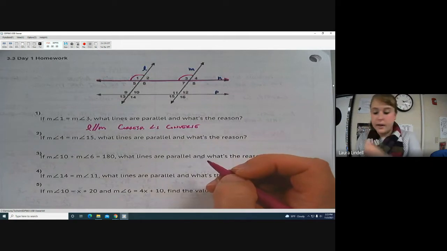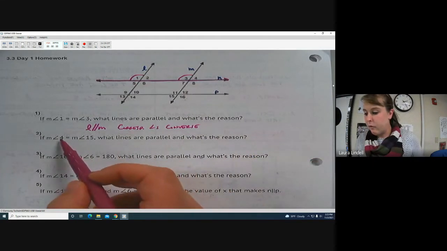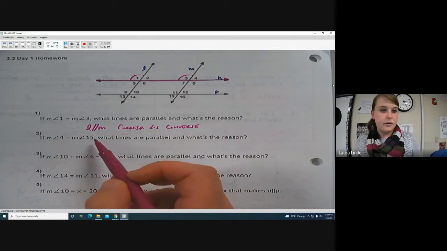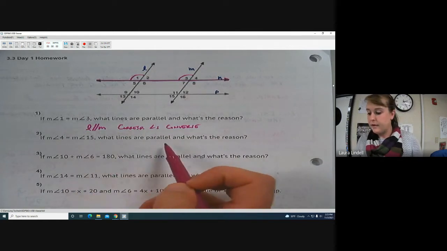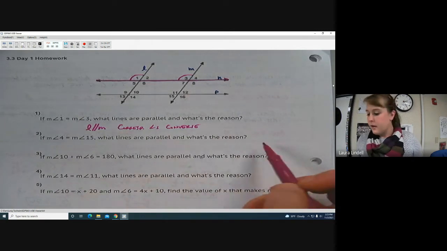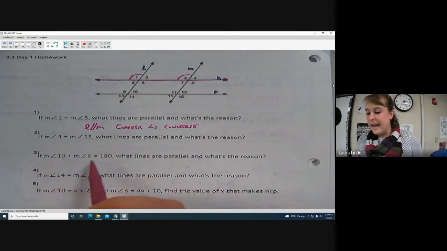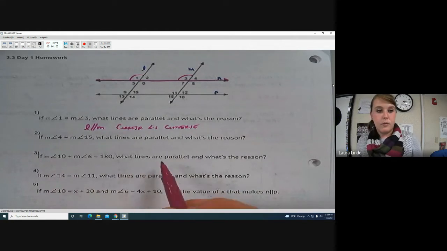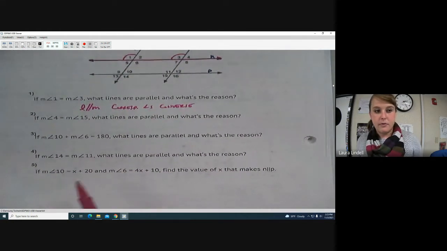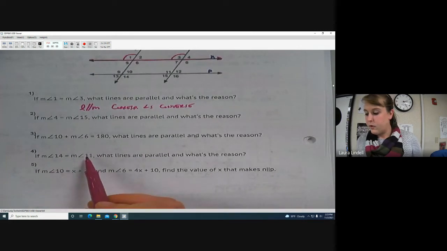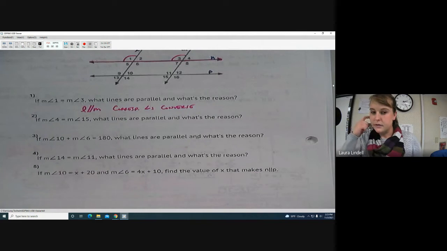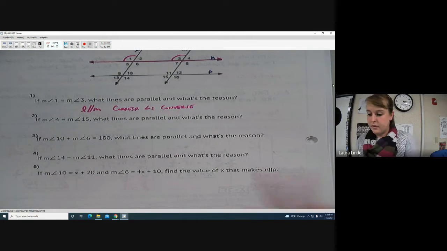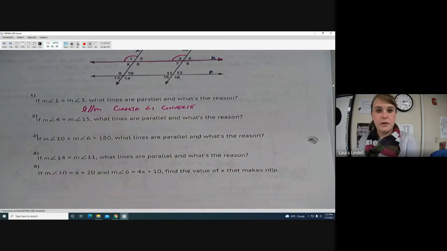So number 2 is going to be the same idea, except you're labeling angle 4 and angle 15 and trying to say which lines are parallel, and then what's the reason, what's the angle relationship. Same thing for number 3, 10 and 6 add to 180. Which lines are parallel, what's the reason? Same thing with number 4. If 14 and 11 are equal, which lines are parallel, what's the reason? So make sure you label in your picture because that's going to help you figure these out. So that's the rest of these 2, 3, 4, and 5. That's part of your homework assignment. So if you need to circle them, so you remember, go ahead and do that. Then go ahead and turn the page.